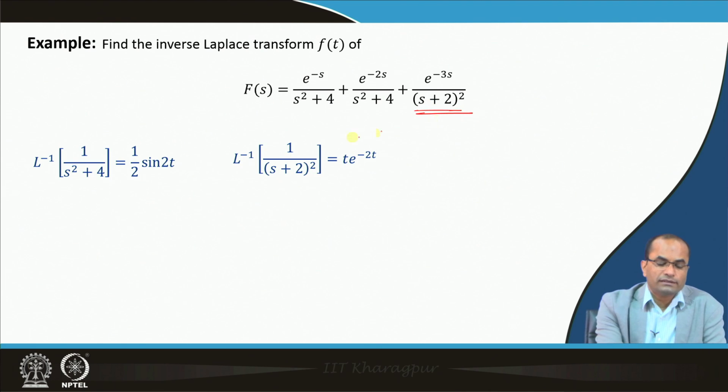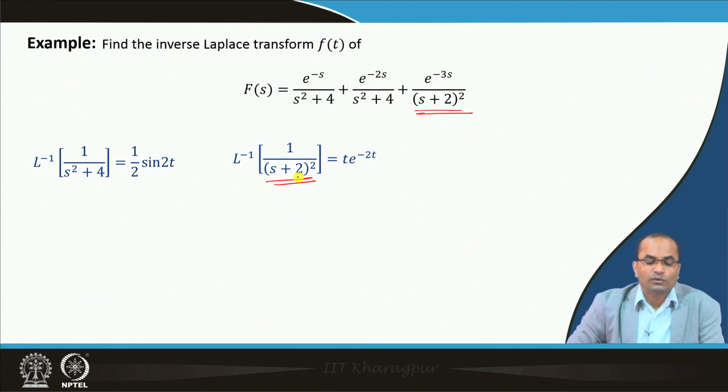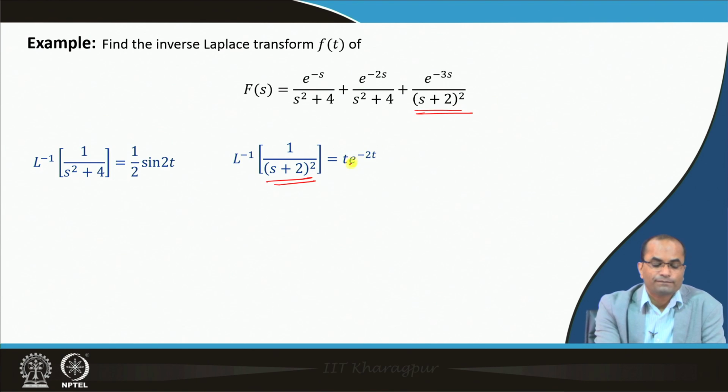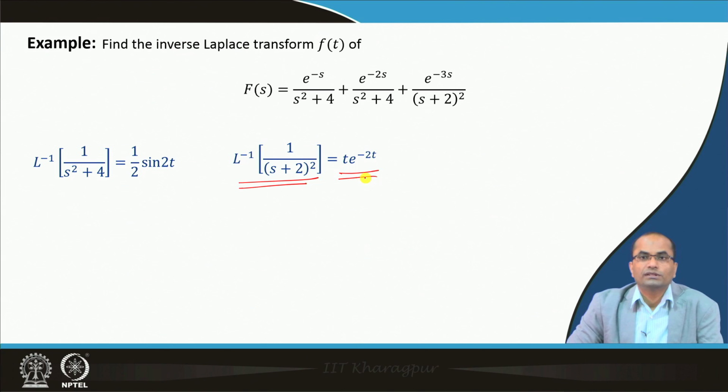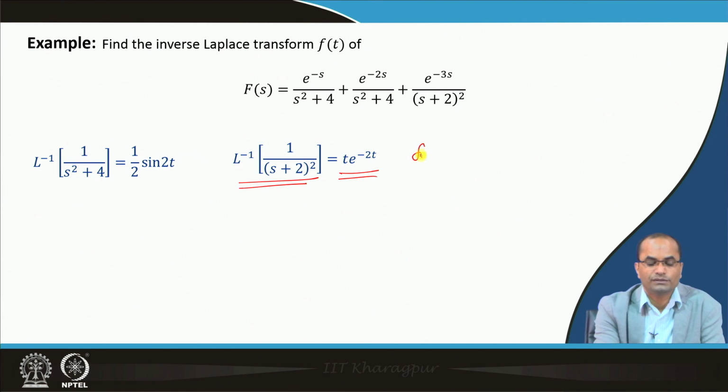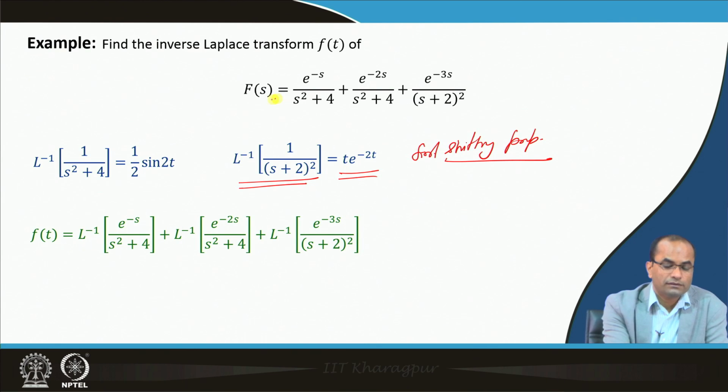The second, we need the Laplace inverse of 1 over (s+2)^2. Because of this 2, we can use the shift property, which says it is e^(-2t), and then the inverse of 1 over s^2, that will be just t. So, the Laplace inverse of 1 over (s+2)^2 is t e^(-2t), using the first shifting property. We have used the first shifting property here, and now we can get this inverse.